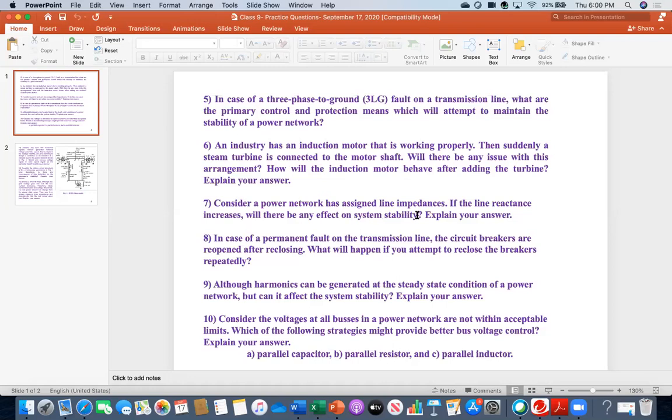The power network line impedance means, as I said, it has resistance. In real practice, every line has resistance and some reactance, the L value, the inductance value. And I said, if the line reactance increases, for example, your reactance value was 5 ohm, and then you increased it to 7 ohm, 8 ohm, 10 ohm or more, will that increase of line reactance have any effect on system stability?